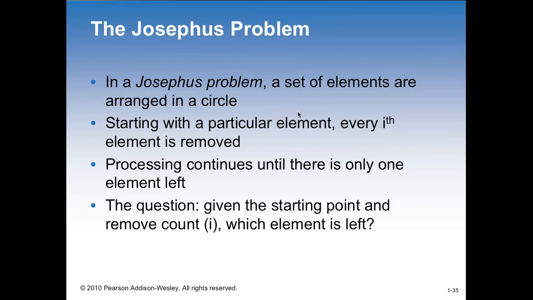So let's see if I can pronounce this right. We have the Josephus problem. It's a set of elements that are arranged in a circle, starting with a particular element. Every nth element is removed. So 1, 2, 3, 4, 5, take one off. 1, 2, 3, 4, 5, take one off. Processing continues until there's only one element left. The question is, given the starting point and the remove count, which element is left?